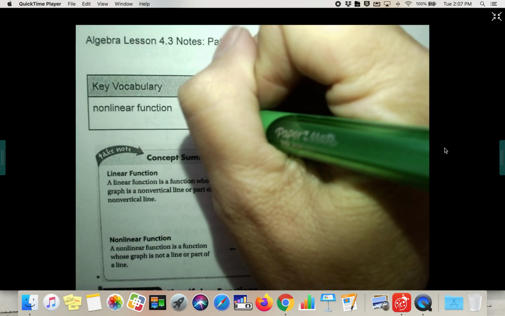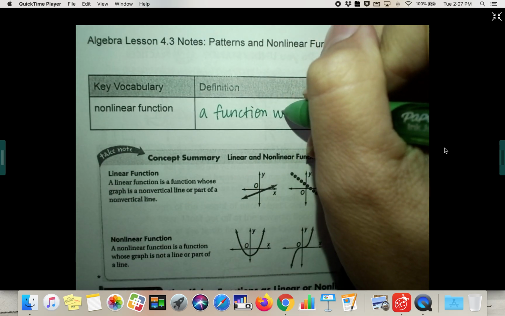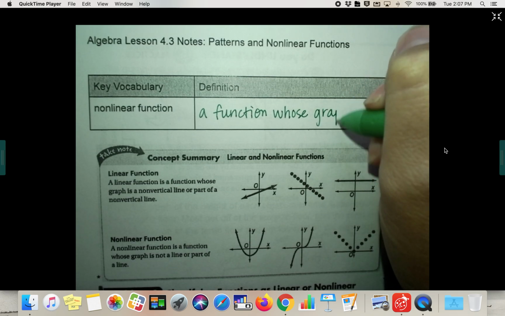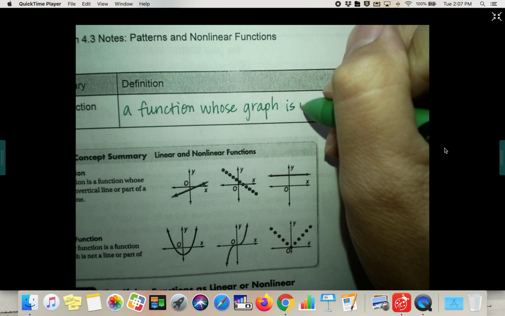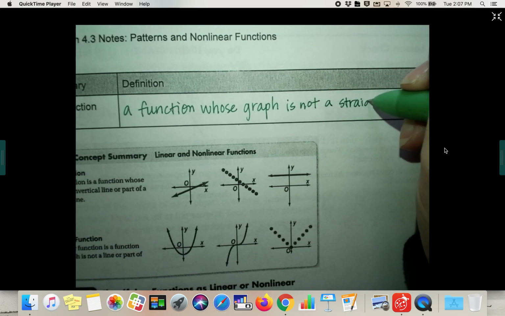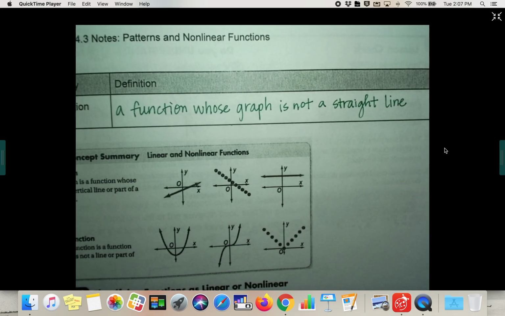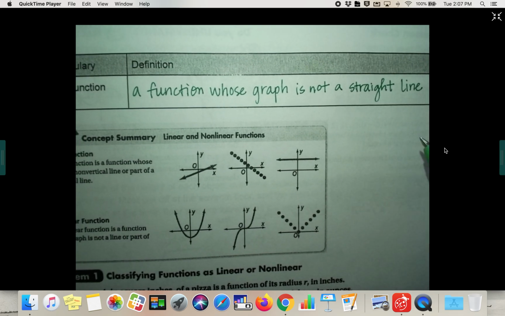So it is a function whose graph, so if you were to graph it, whose graph is not a straight line, or part of a line. It can't be a line or any part of a line. So what type of function would not be a straight line?